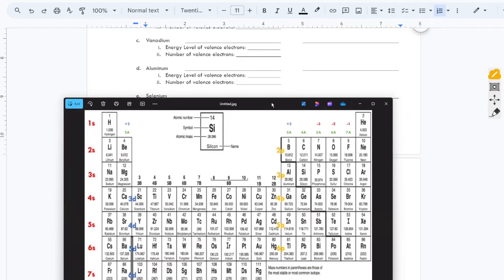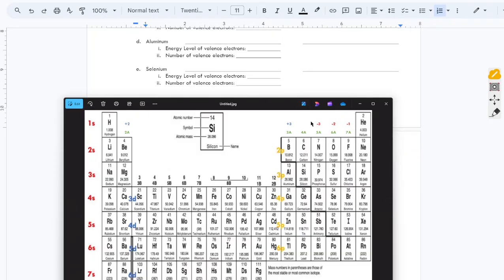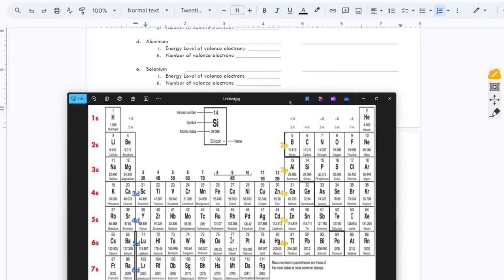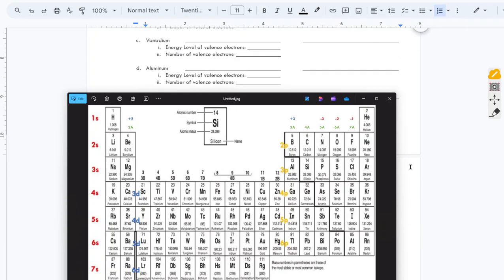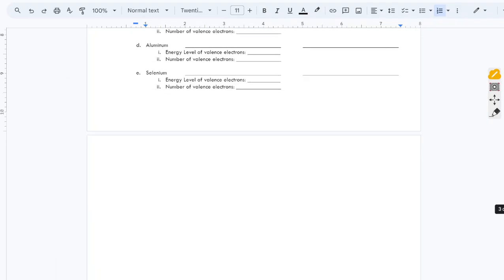Let's check out another one. Let's see, aluminum or selenium? Selenium's the biggest one. I'll let you do selenium. Let's check out aluminum together, and that'll be the end of this. Don't forget, you are responsible for doing every question here.